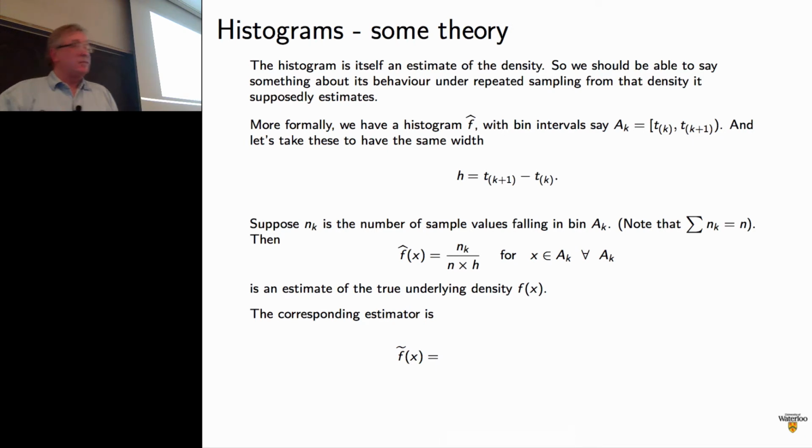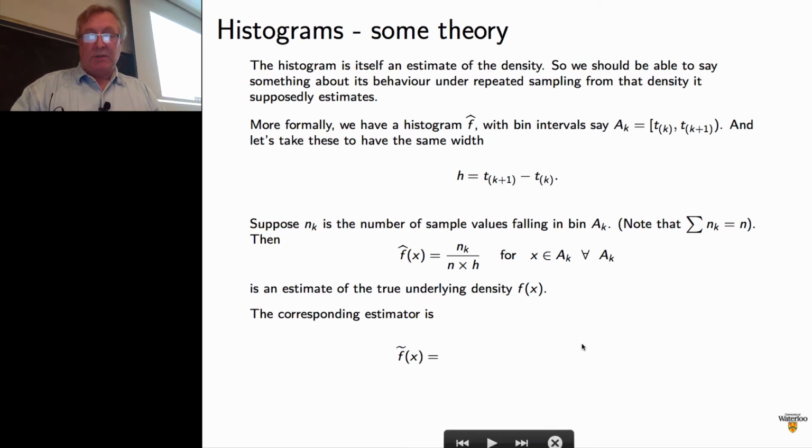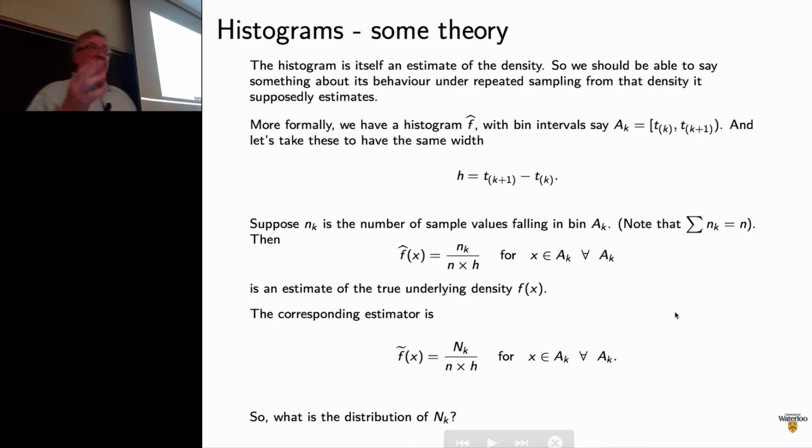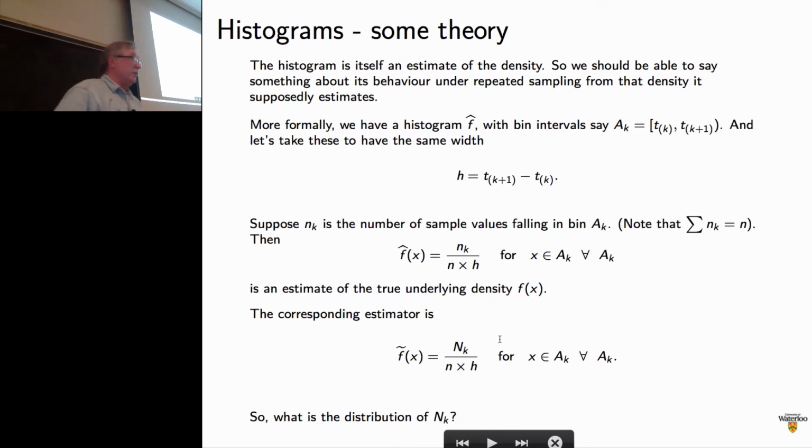But the corresponding estimator, if I was thinking about doing this over and over again, resampling from the same distribution, I want to think about what are the distributional features of the histogram estimate. So the estimator corresponding to that is going to look like this. If I have the same sample size, and I keep the bins the same, what's going to change is this N_k, right? So this is the random variable, the numerator. Question, what's the distribution of that random variable? What's the distribution of capital N_k?